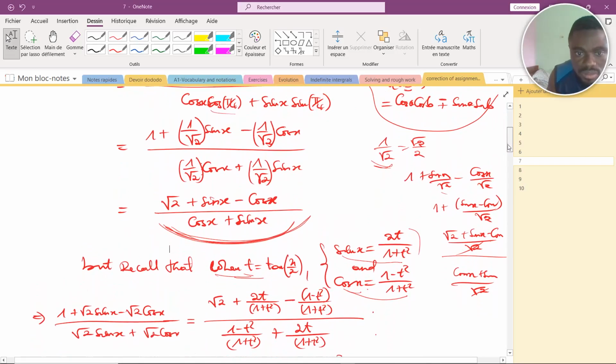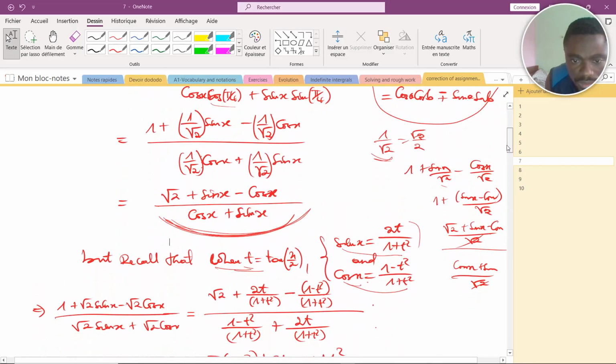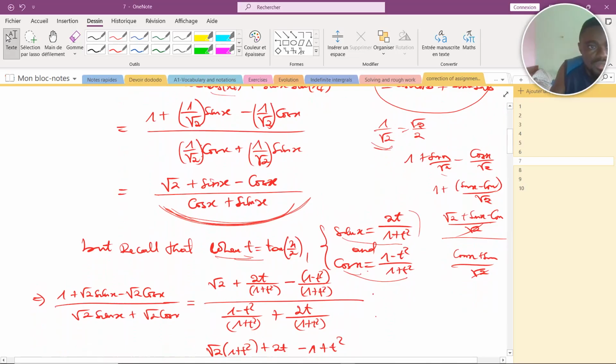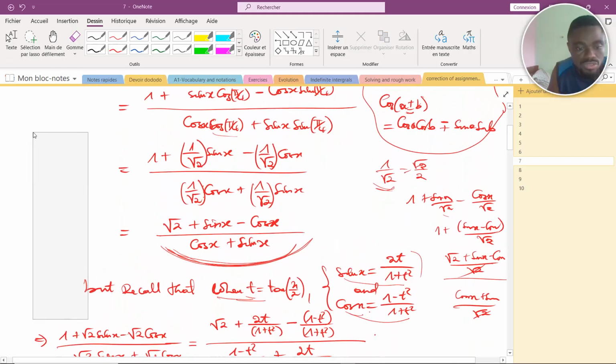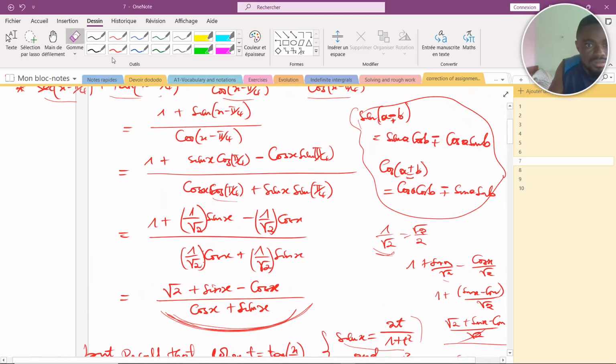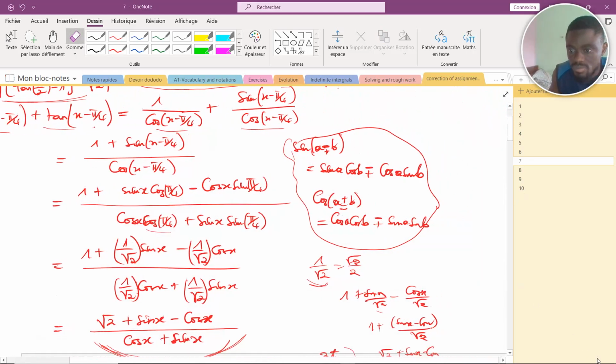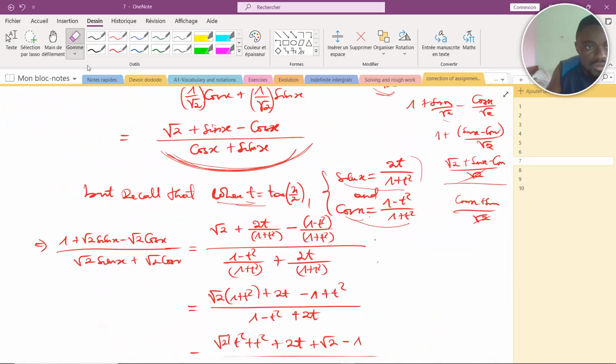Oh, I didn't. Wait, let's see something. Oh, there is an error here. I copied. There's no root. Let me wait a minute. Why is it disturbing even? So I did an error here. Let me wipe this. There's no root 2 here.